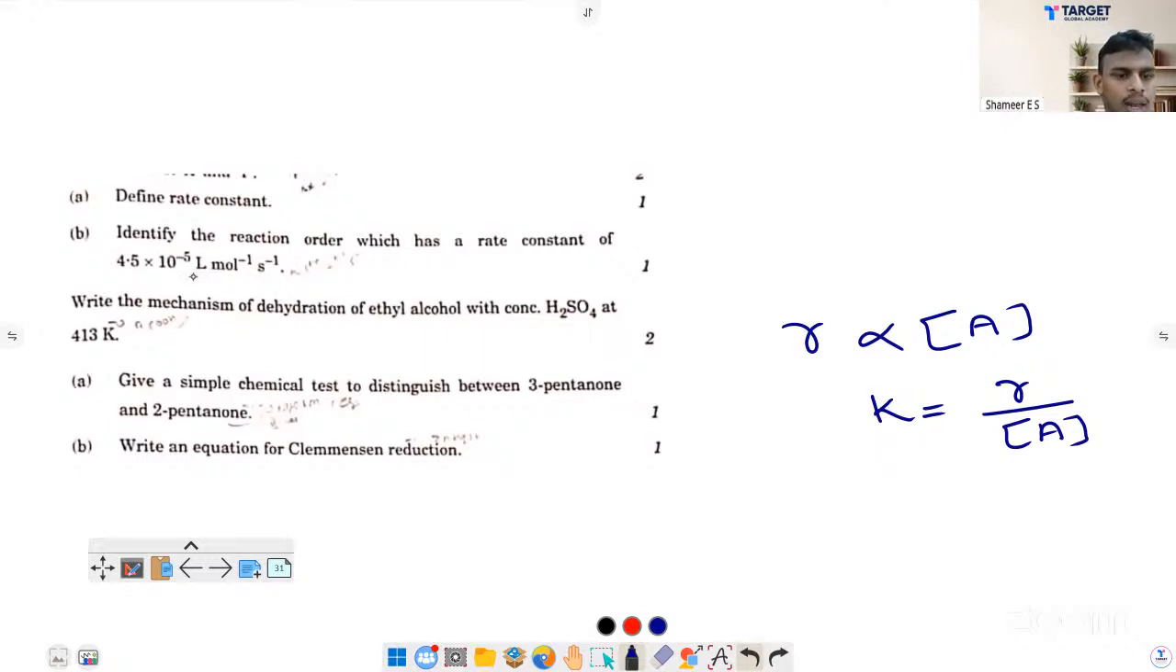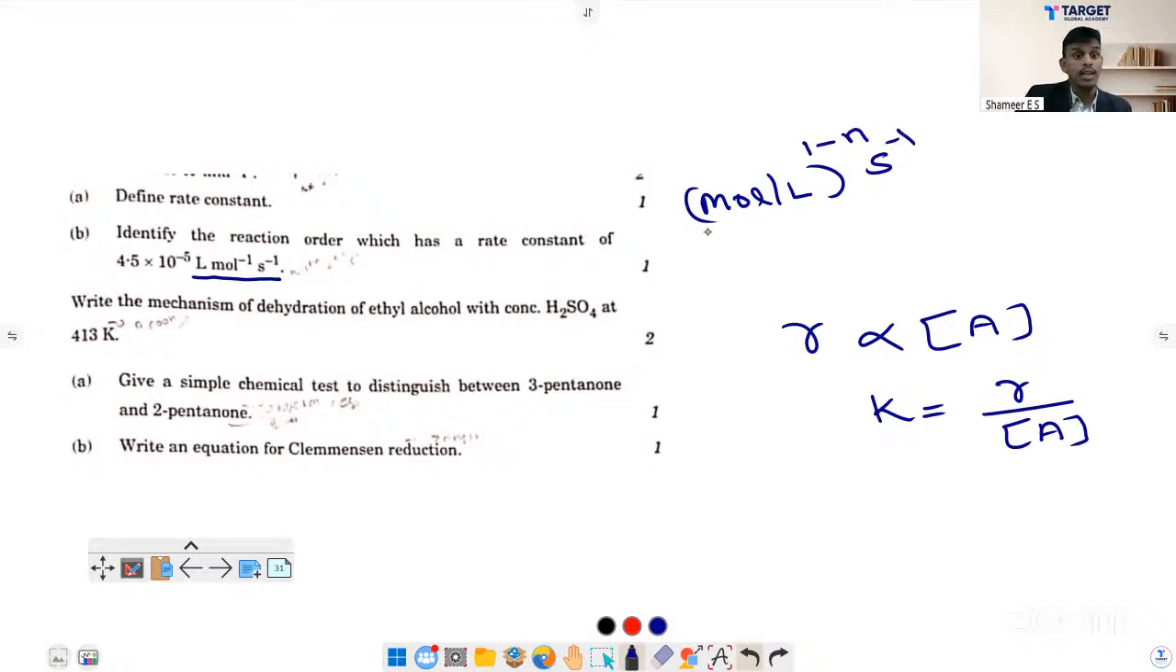Mole inverse second. Okay, this is a second order reaction. What is the equation? Mole per liter raised to 1 minus n, into second inverse. So we can put n as 2, then you will get mole inverse liter second inverse. So this is the answer. The order is 2. Mechanism, I told you, 413 Kelvin means ether.